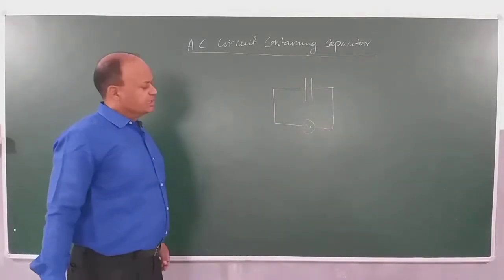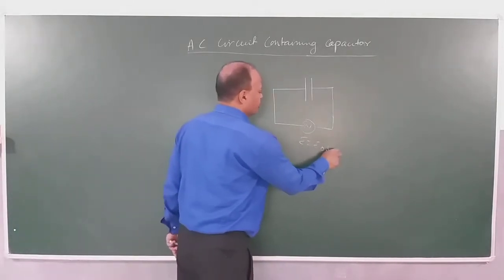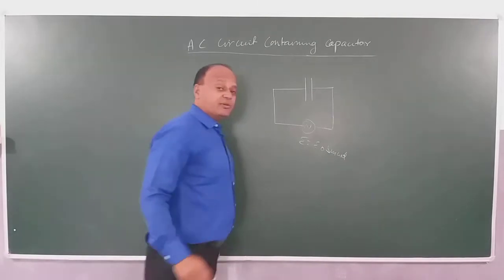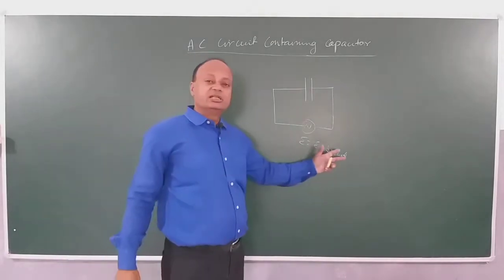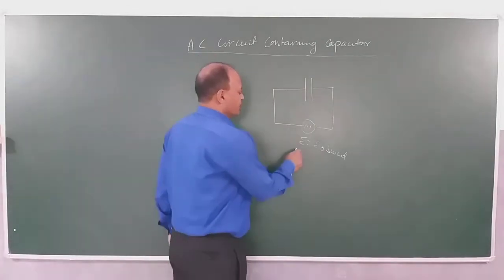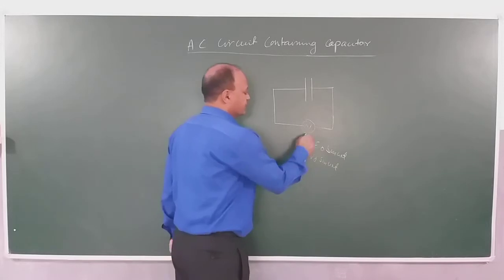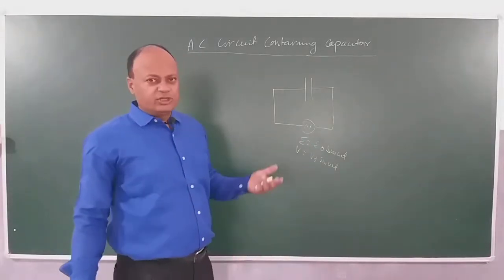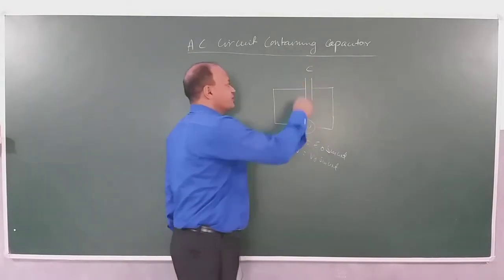Suppose the applied AC voltage E equals E naught sin omega t. Remember, in many textbooks they do not write E, they write V. So, you can also write V equals V0 sin omega t. In this case E and V are the same, so either way you can represent it. Let us say the capacitance of the capacitor is C.